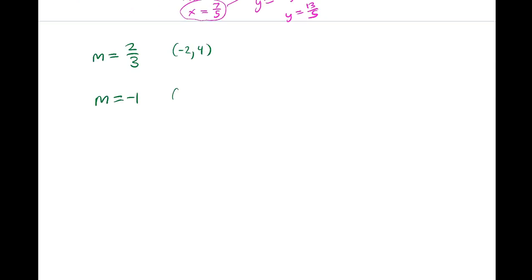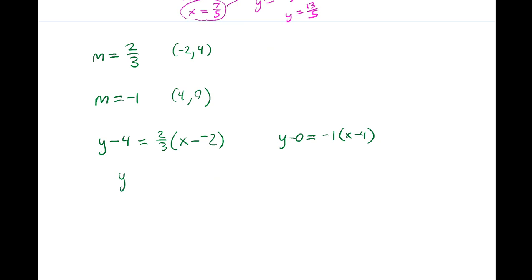Okay, so it passes through (4, 0). So it's perpendicular to the side, passing through the other vertex. Let's go ahead and solve it. So here we get two equations. The first one is y minus 4 equals 2/3 times x minus negative 2. The second one is y minus 0 equals negative 1 times x minus 4.